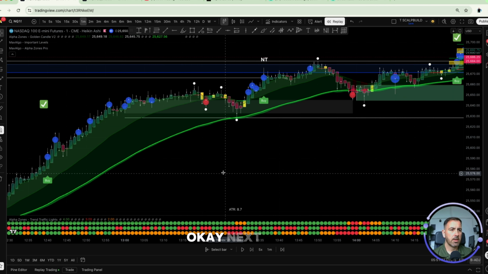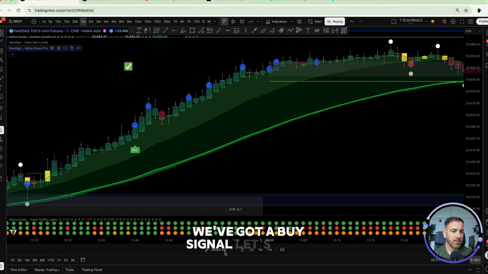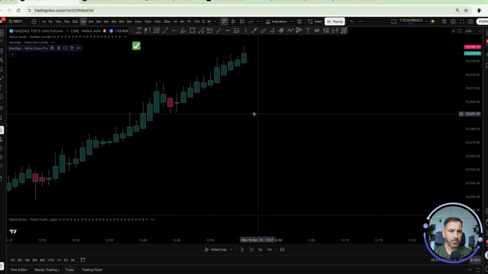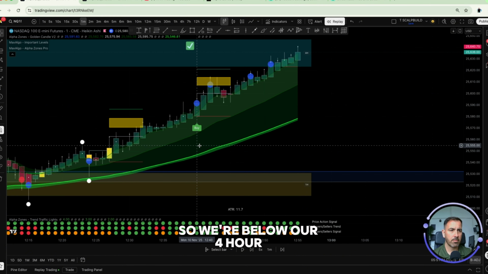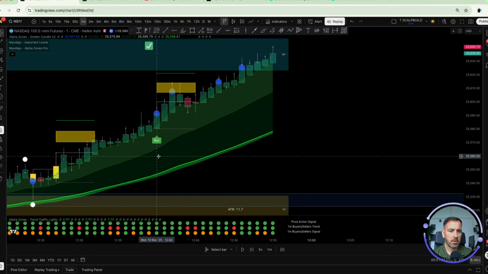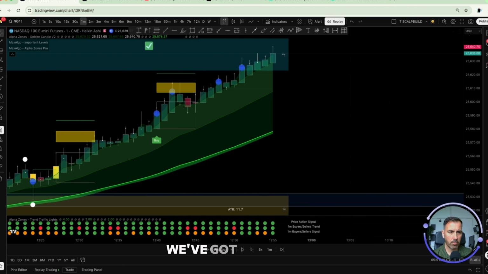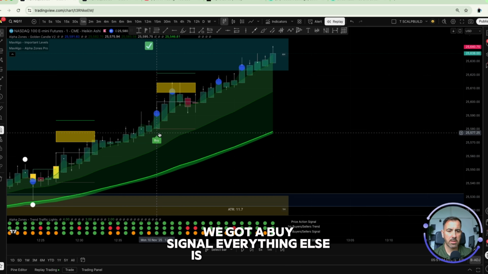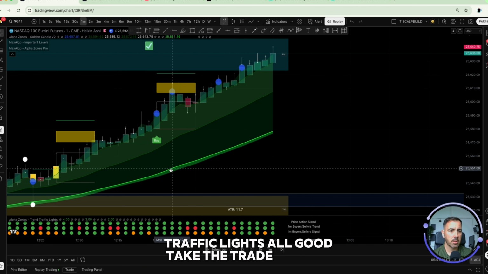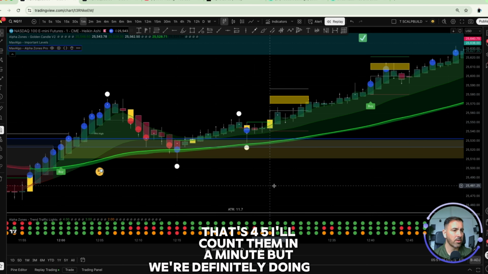Okay, next one. So we're looking for our alignment. We've got a buy signal. Let's make sure our alpha zones are aligned. So we're below our 4-hour, so we don't want to be going too mad. We're looking for a pushback up to that 4-hour. We're above the Q here. We've got a previous Q below. We've got a current Q above. We've got a buy signal. Everything else is aligned. Trend wave, volume, traffic lights, all good. Take the trade. Perfect. That's 4, 5. I'll count them in a minute, but we're definitely doing well.